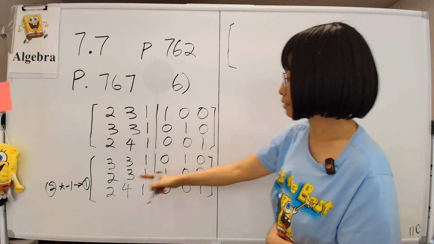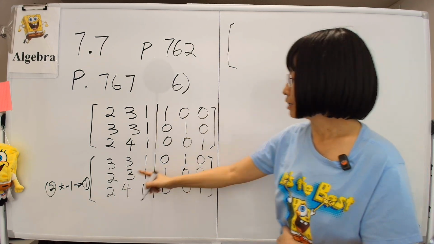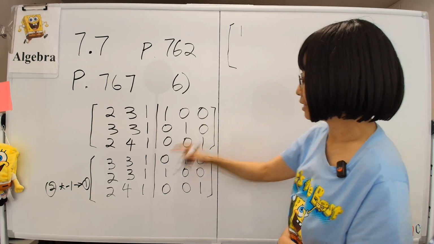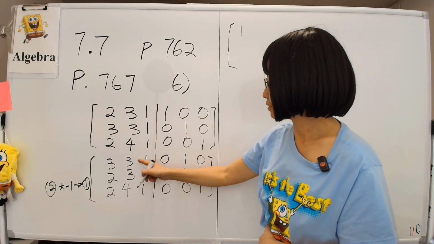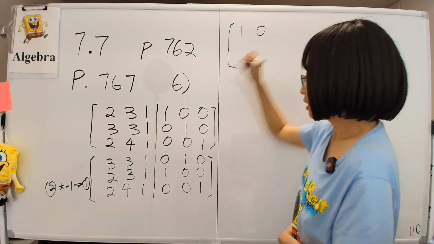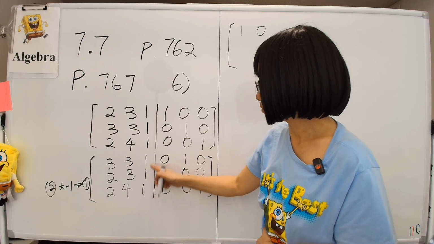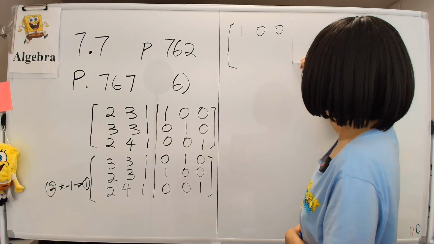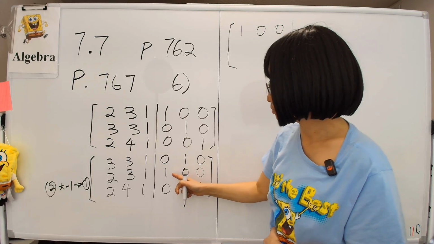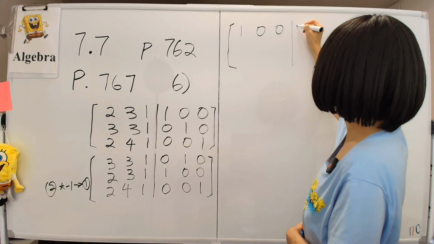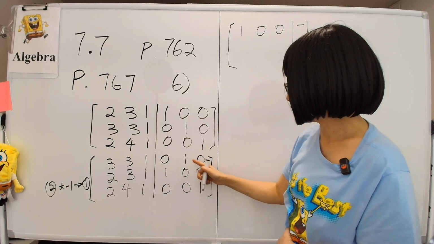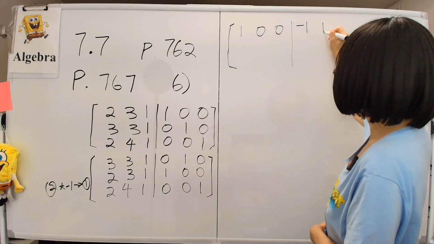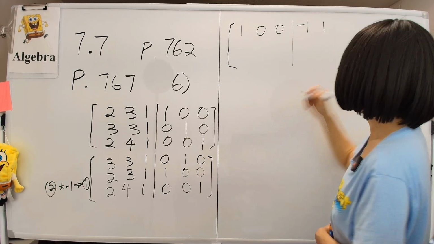So row 2 times minus 1 is what we're doing. So that's minus 2 plus 3, that's 1. And minus 3 plus 3, that's 0. And then minus 1 plus 1, that's also 0. And then this is minus 1 plus 0, that's minus 1. And then this 0, that is just 1. And another 0, that's just 0.